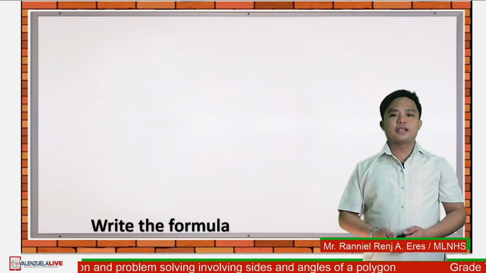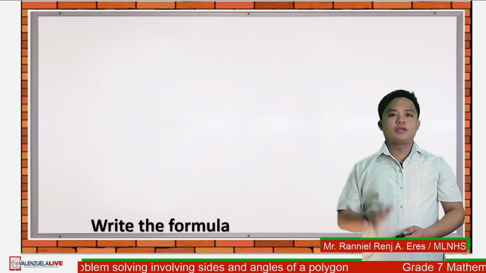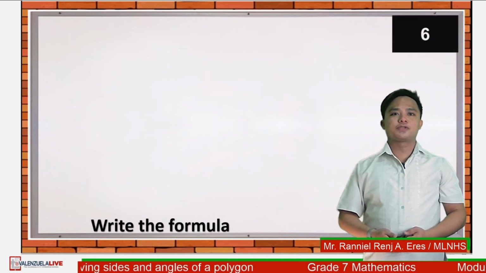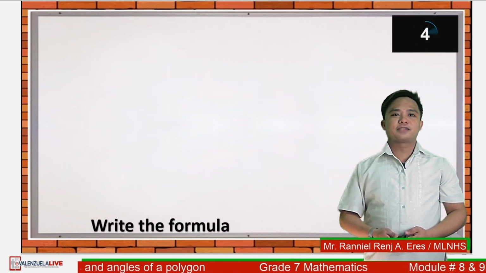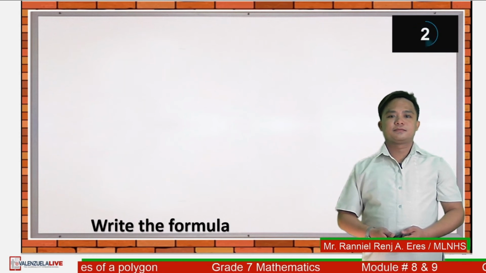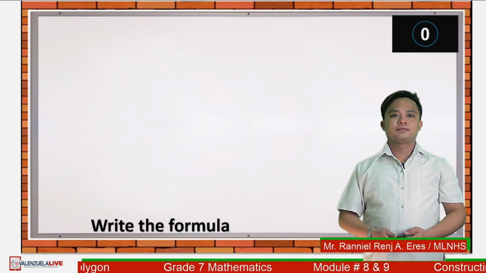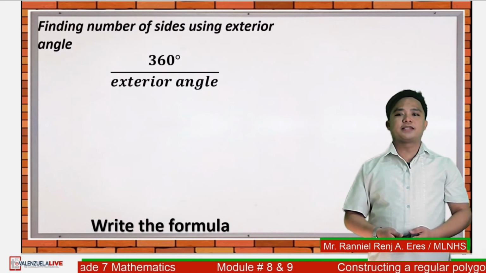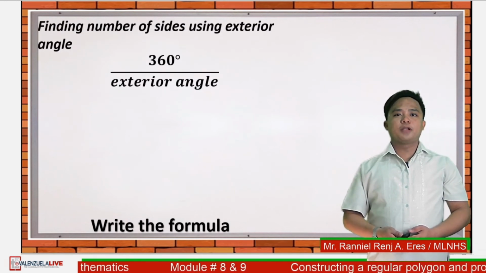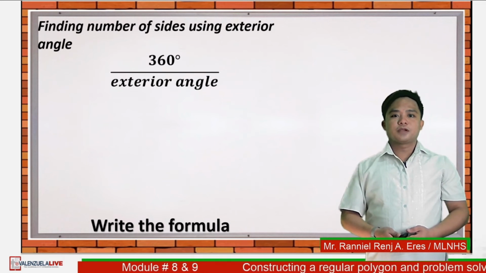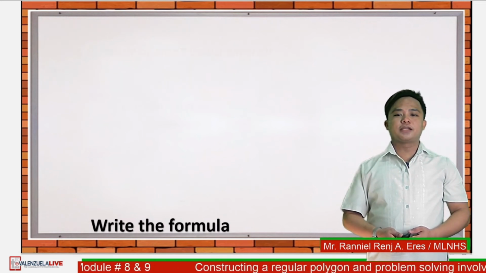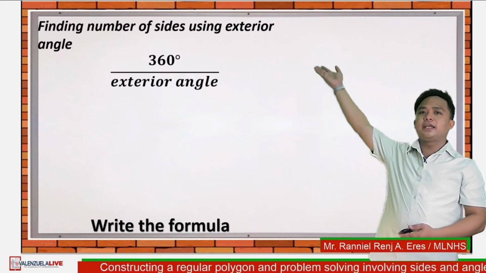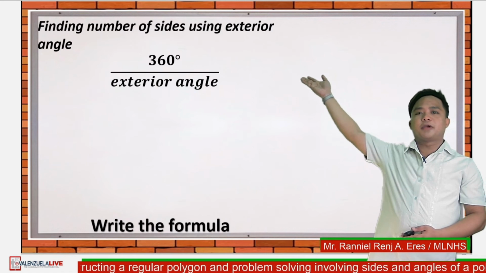Next step is write the formula. Okay, I will give you 5 seconds just to comment the formula that we need to use. Your 5 seconds starts now. Okay, so since we are looking for the number of sides of a regular polygon, we will use the number of sides using the exterior angle. So we will use this formula, 360 degrees divided by the measurement of exterior angle.